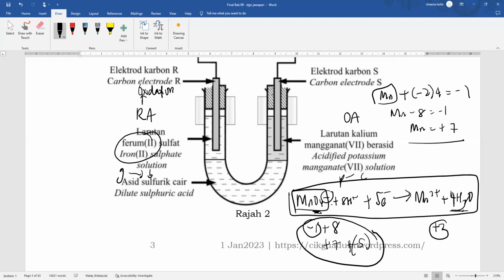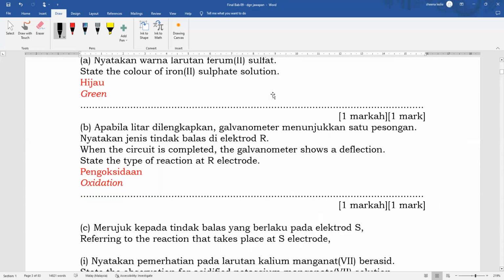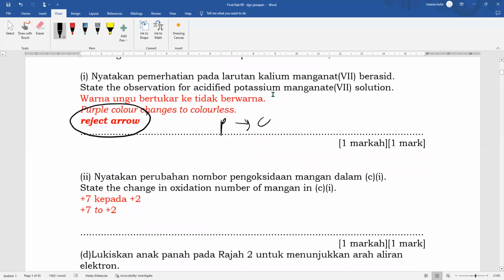So it's different from what teacher did just now. Okay, then you get plus 7 to plus 2. Two different things now. Please take note. This kind of question, for chromium after that, can come out in the exam. Okay, so we have done this.